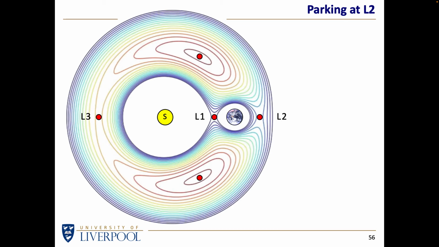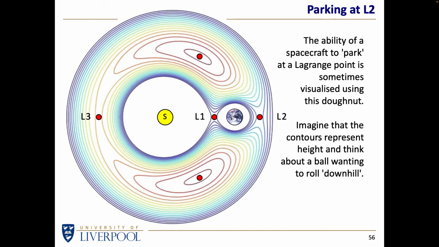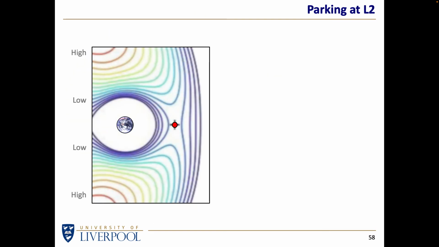And we can see the dynamics of how it works by this particular sort of contour plot, if you like. We can see how it is possible to park at a Lagrange point if we calculate these contours and think about an object that wants to roll downhill, and we think of these contours as being, if you like, height above sea level. So if we imagine a ball wanting to roll downhill, let's look more closely at L2 to see what that tells us about what's going on around L2.